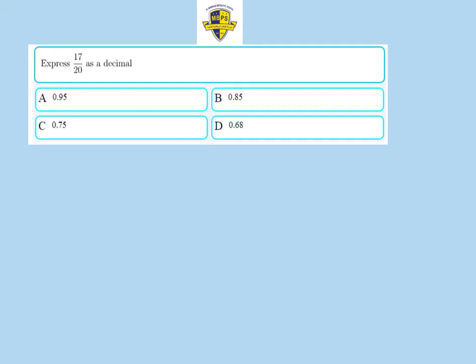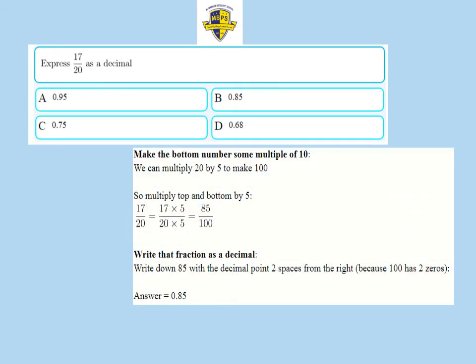Let's check our answer. 17 by 5 equal 85. 20 by 5 equal 100. So 85 out of 100. This is 85 hundredths. So the answer is B.